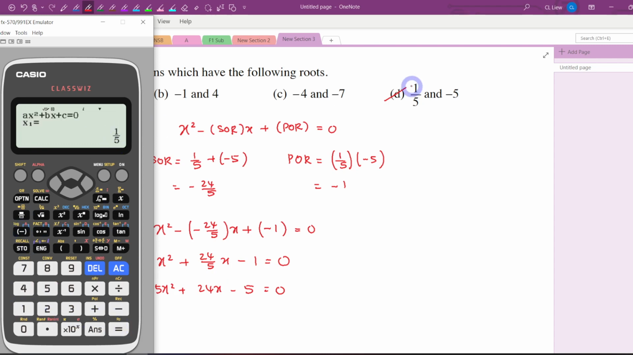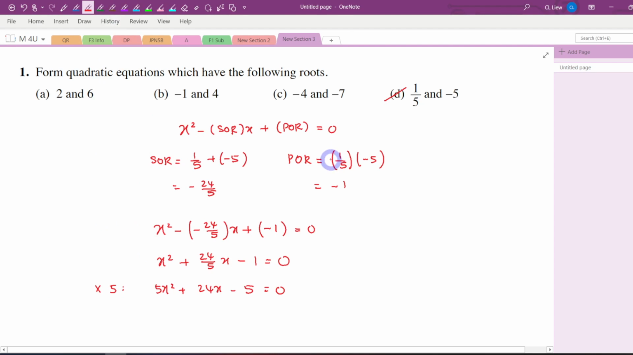Now the roots are 1 over 5 and negative 5, right? If I key in this one, you will still get the same answer. 5, 24, minus 5. You will still get the same answer, 1 over 5 and negative 5. This is the first way that we can form a quadratic equation when we are given the roots of the quadratic equation. Let me show you another method.